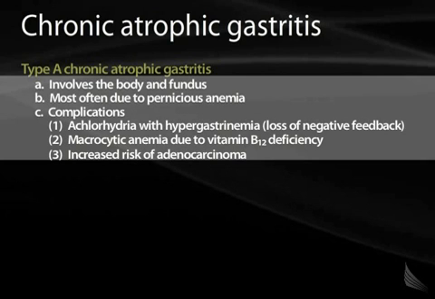The complications that occur are achlorhydria with hypergastrinemia. In the presence of hypergastrinemia, there is loss of negative feedback because HCl is not being produced. Macrocytic anemia also occurs due to vitamin B12 deficiency, as intrinsic factor is not present to bind to B12, and both of these are required for endocytosis to take place in the ileum. There is also a risk of increased adenocarcinoma in chronic atrophic gastritis.